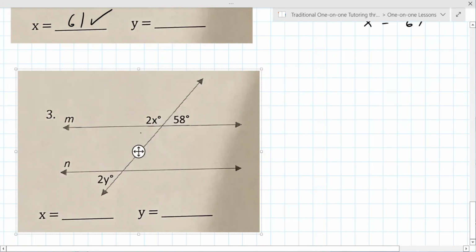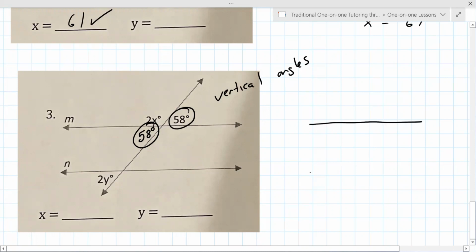Now 58 is actually a vertical angle with this angle right here, 58. These are what are called vertical angles, the ones that I'm circling. Do you remember that from the summer or maybe in class? Yeah. Okay. Now we've been drawing a bunch of parallel lines and the transversals on the right.